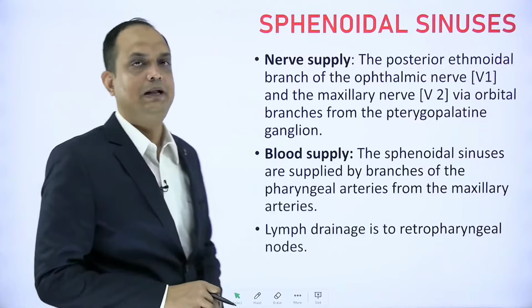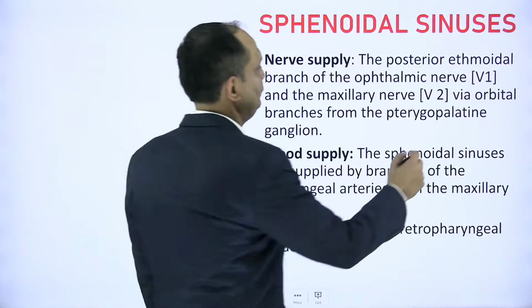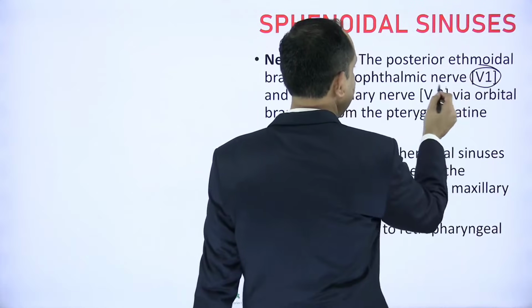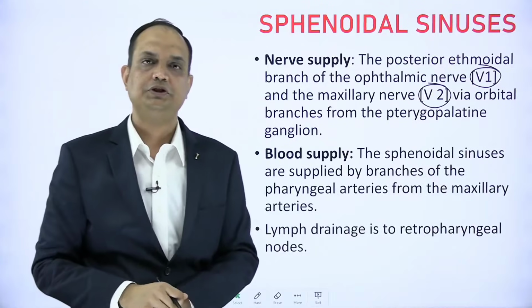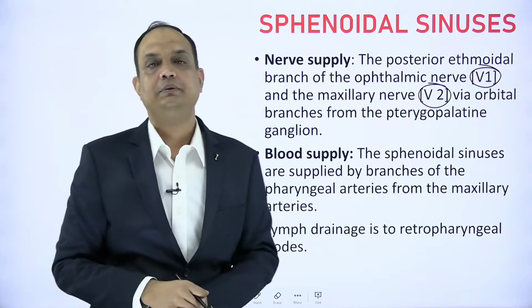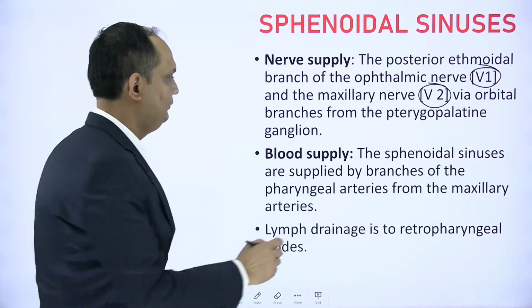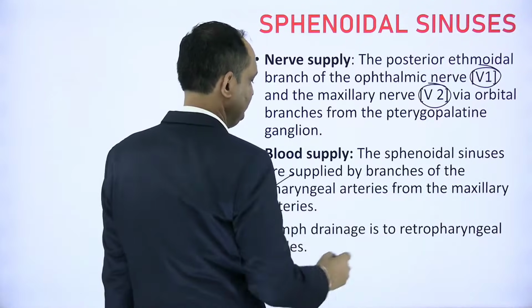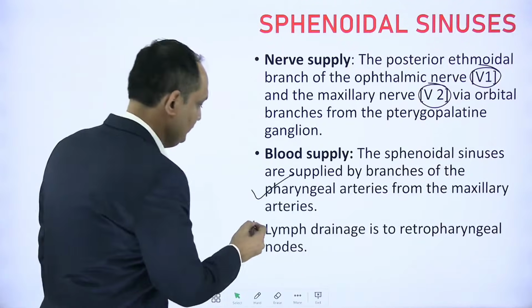Now what is the nerve supply of the sphenoidal air sinus? It is supplied by the branches of the first and second divisions of the trigeminal nerve. The ophthalmic nerve supplies through the posterior ethmoidal nerve, while the maxillary nerve supplies through the orbital branches of the pterygopalatine ganglion. It receives blood from the pharyngeal branches of the maxillary artery, and its lymph will go into the retropharyngeal group of lymph nodes.